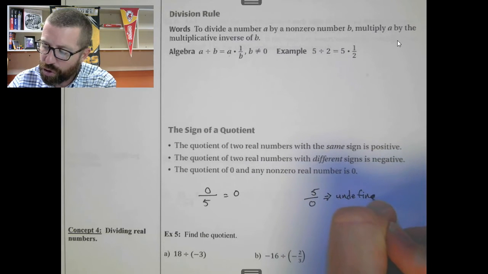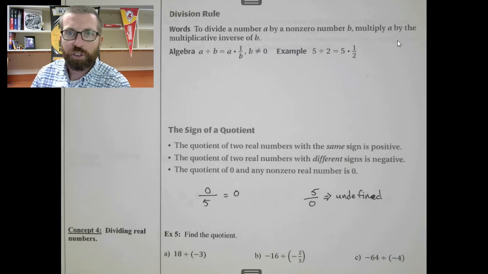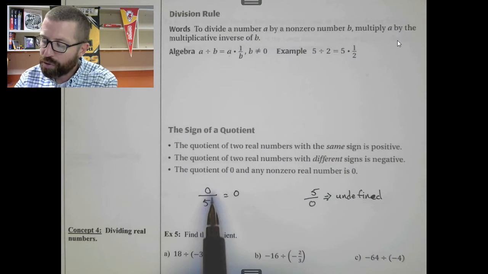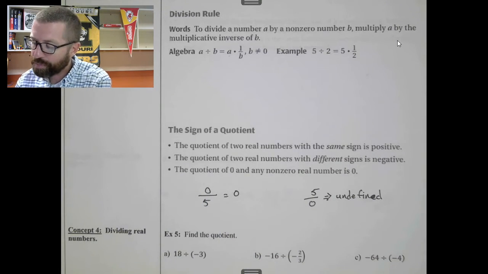And you will get these confused for the rest of your math career probably, because that's what happens. It's very confusing. But if you divide 0 by something, it's just 0.